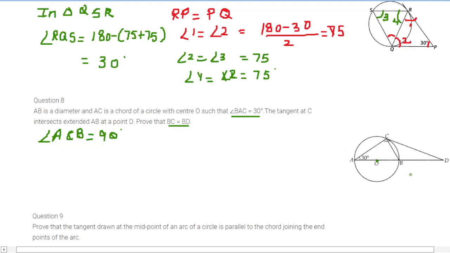So now, let's name this angle as 1. Angle 1 will be equal to angle CAB, because angle 1 is the angle made by the chord and the tangent, and angle CAB is the angle made by the same chord in the alternate segment. So it means angle 1 will be 30 degrees. Right, so now we have got angle ACB is 90 degrees, angle 1 is 30 degrees. So it means angle ACD will be equal to 90 plus 30 degrees, that is 120 degrees.